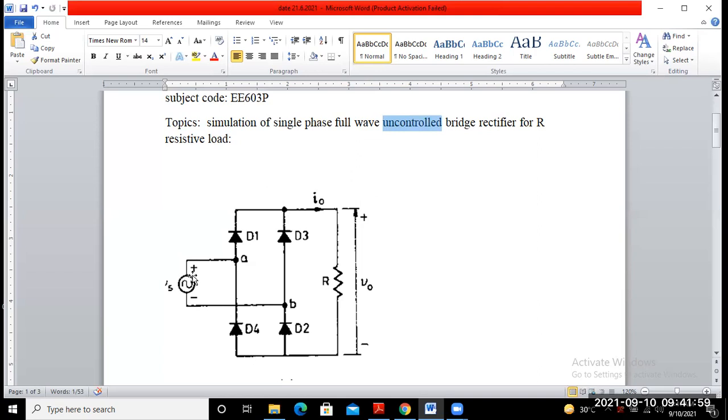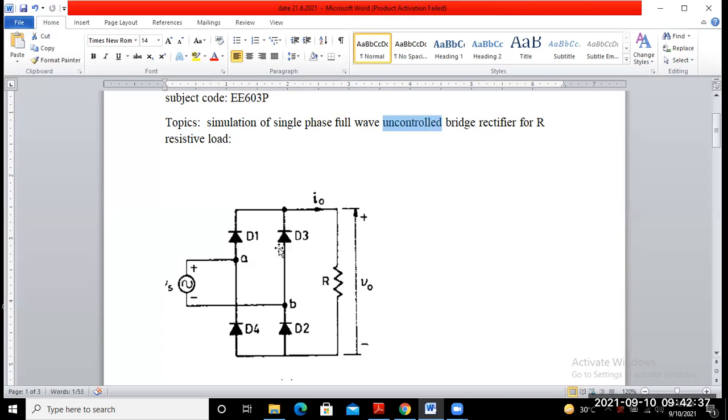Okay, you may see that from pi to 2 pi, that means in the negative half cycle, the negative polarity of the supply voltage is connected to the anode of diode 3, and the positive polarity of the supply voltage is connected to the cathode of diode D4. So in the negative half cycle, you may say that diode 3 and diode 4 are in forward bias.